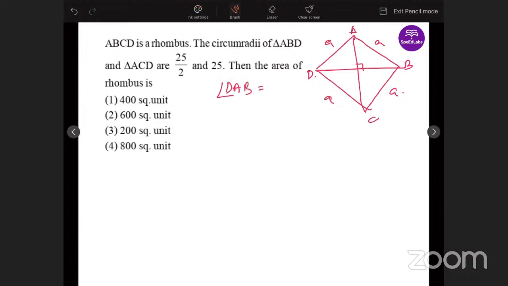If in triangle DAB this is angle theta, and triangle DAC is theta upon 2, and the side DB is 2 times A into sine A upon 2, and the angle BAC will also be, what is the angle?